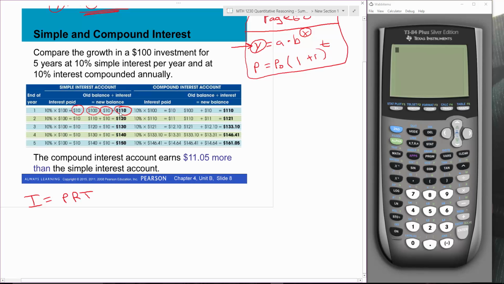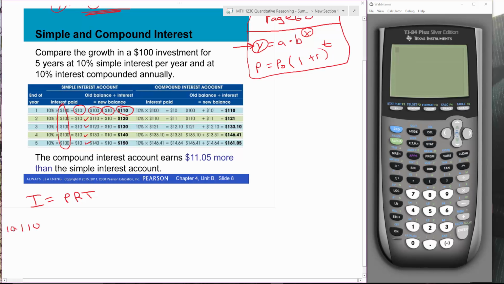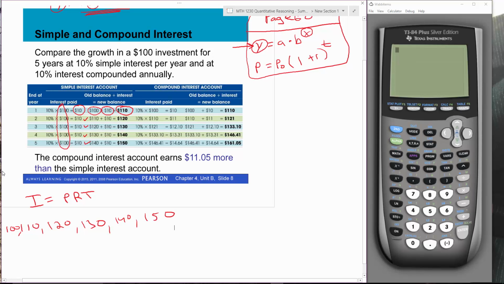But with simple interest, the principal doesn't change, right? Notice 100 is the same all the way down, right? So this is going to remain the same, $10, $10, $10, right? So if we look at this as a sequence, so we have 100 and 110 and then 120 and then 130 and then 140 and then 150, right? When we have a sequence, a pattern where you're adding a certain number each time, that is linear, right?